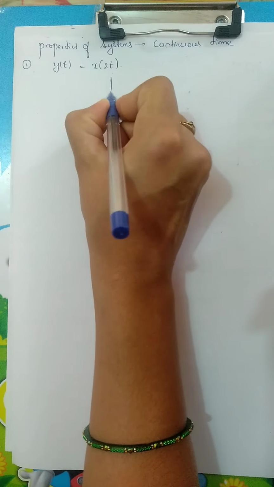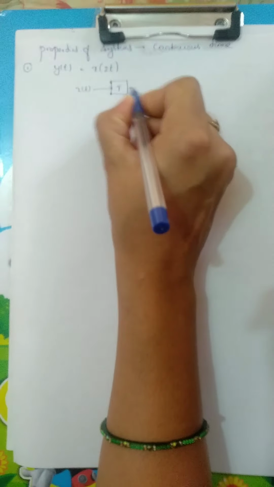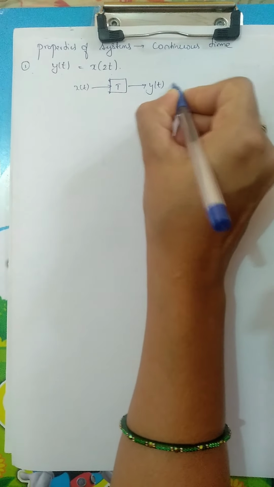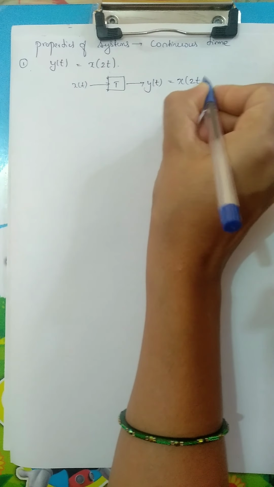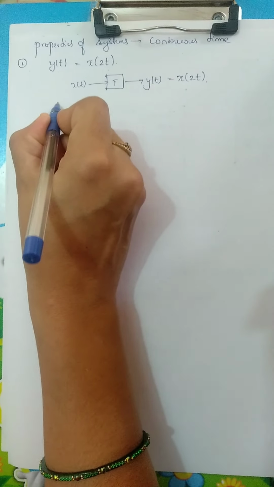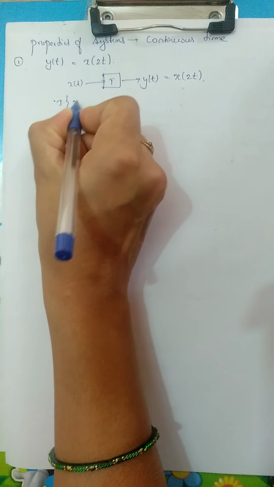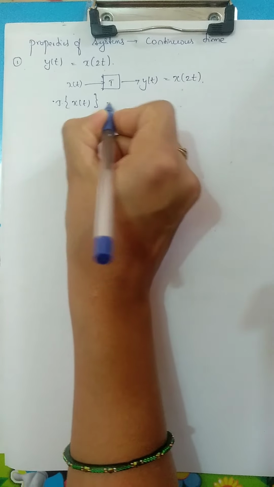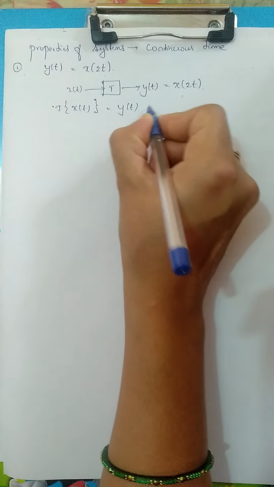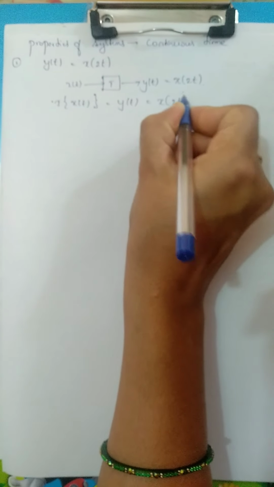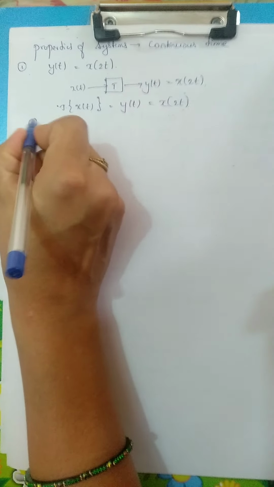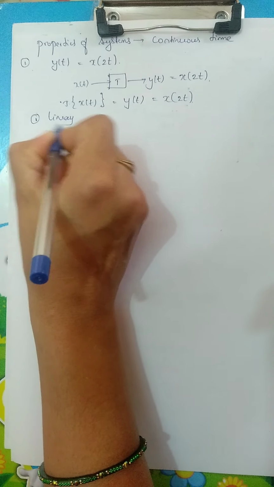First let's see if this is the system T, the input given is x of t and the output is y of t, which is equal to x of 2t. That means we can write it as T of x of t is equal to y of t is equal to x of 2t. Right, first let's check the property of linearity here.